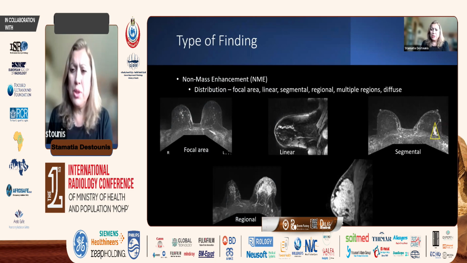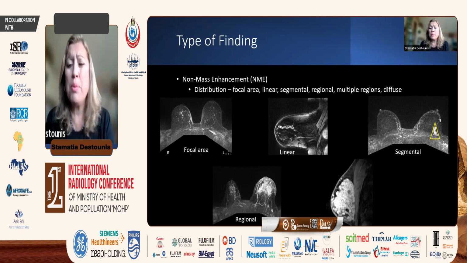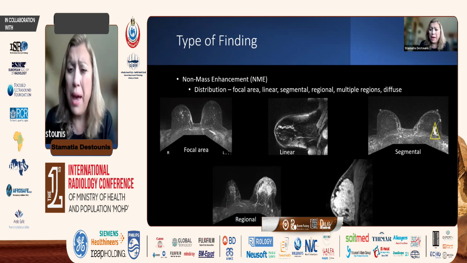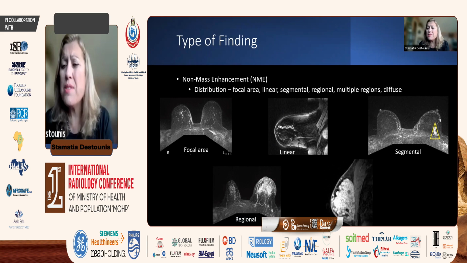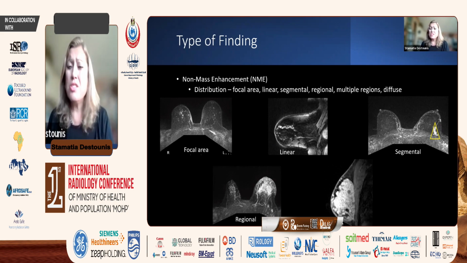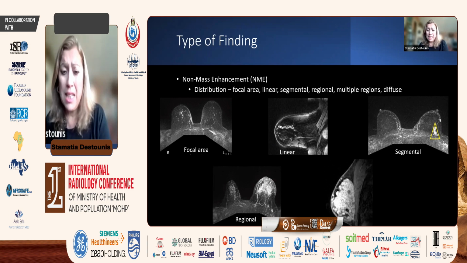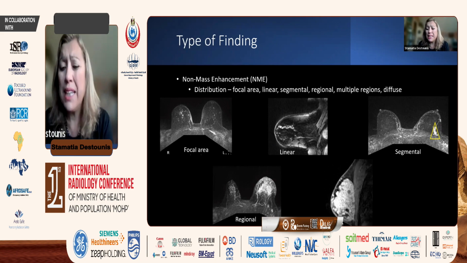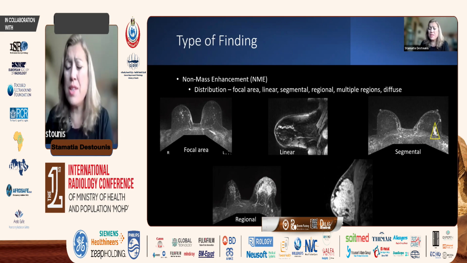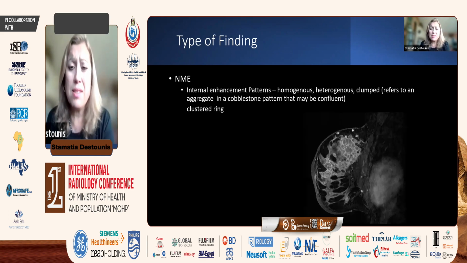Non-mass enhancement distribution can be focal. So we can have a focal area that's usually a duct. As you can see in the upper left, it could be linear, also ductal pattern, could be regional or segmental or diffuse. Now with segmental, the apex has to be towards the nipple, as you see in the upper right, and that may involve multiple ducts. So that could be benign or malignant. The same thing with regional, that involves more than one quadrant, may involve many quadrants, and that enhancement could be benign or malignant. The same with diffuse. Diffuse can be diffuse carcinoma or a benign process.